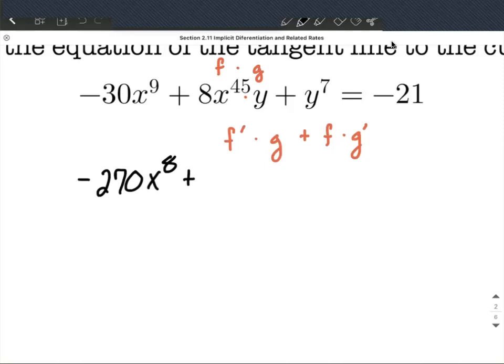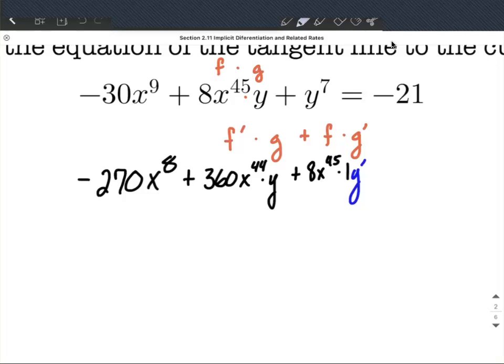All right, so derivative of 8x to the 45th, we're going to use the power rule. 45 comes down, multiplied by 8, 360. Reduce the exponent by 1, so we get to the 44th power. Next, we bring along the function I'm treating as g, which is y, plus copy down the first function, the 8x to the 45th, multiplied by the derivative of y, which is 1. But remember, y is the variable we're looking out for.